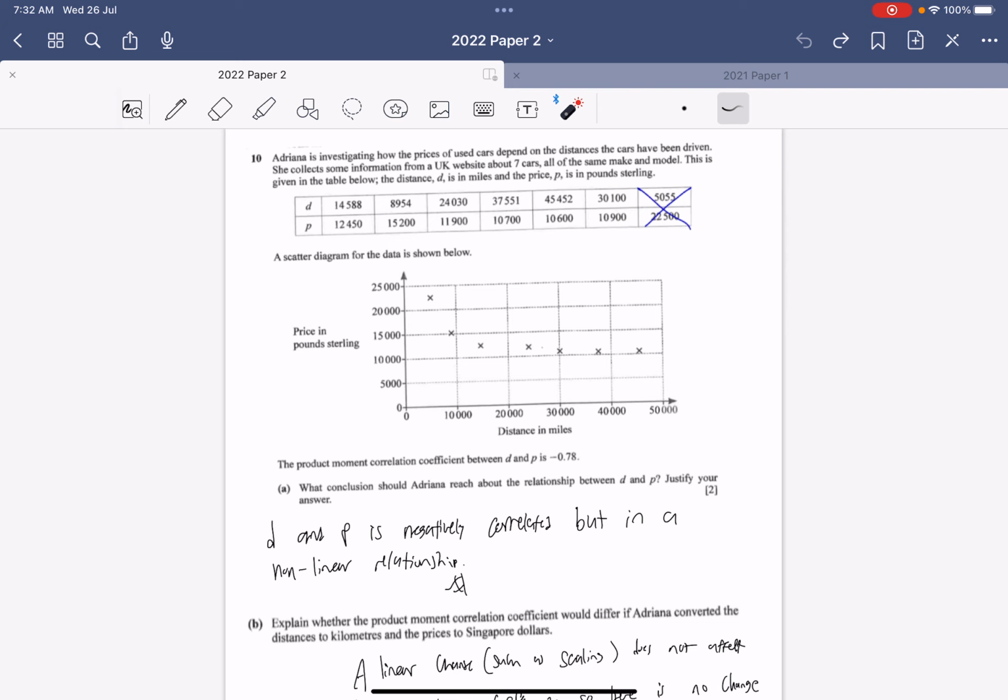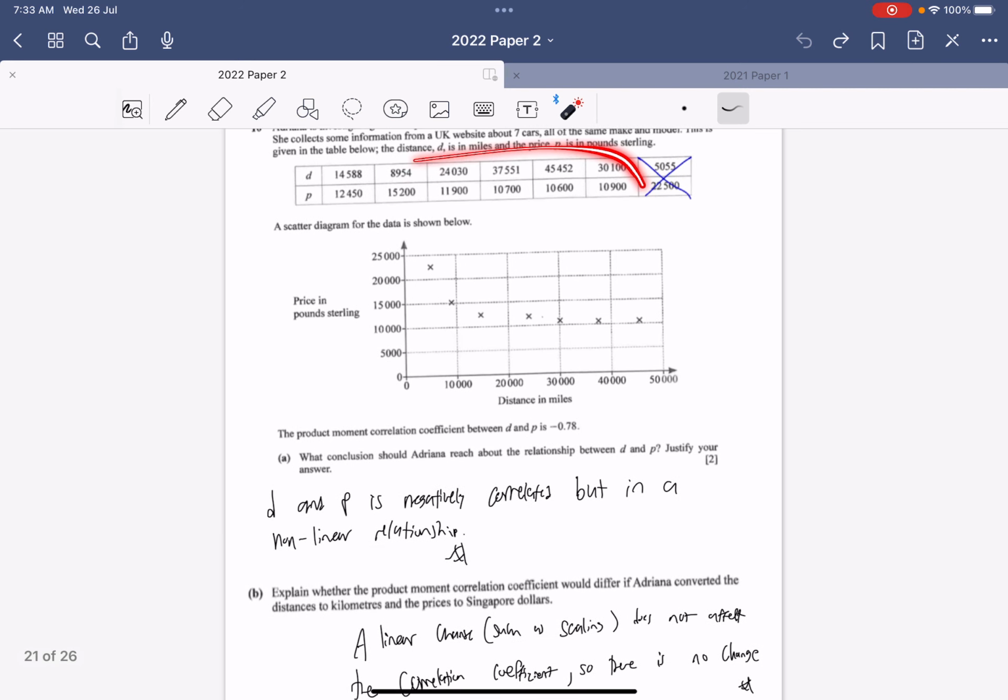So for question 10, it says that Adriana is investigating how the prices of used cars depend on the distance that they've been driven. And she sampled 7 cars to determine it. So the scatter diagram just shows you the data, which is really what all the data looks like. And they tell you that the product moment correlation coefficient is negative 0.78. And what conclusion can you reach?